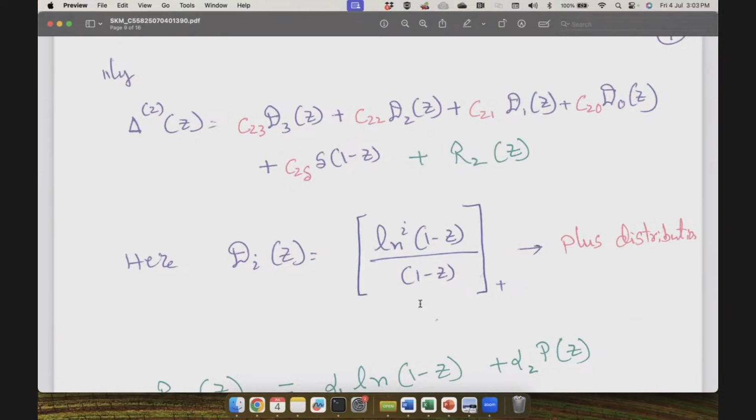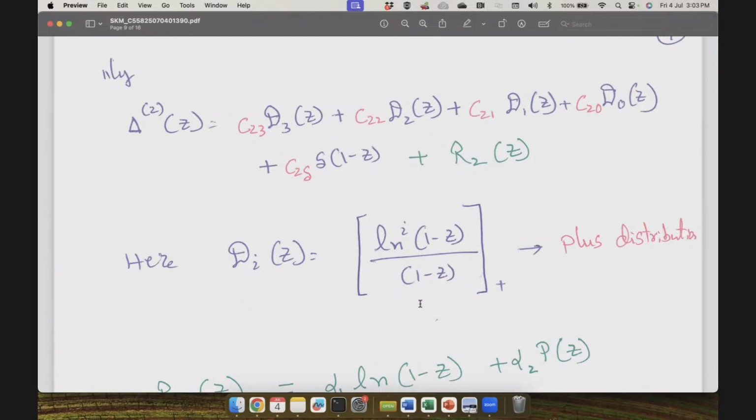So you can ask, can you tell me what is the integral of 1 over x? Log of x. So the integral of 1 over 1 minus z is log of 1 minus z.